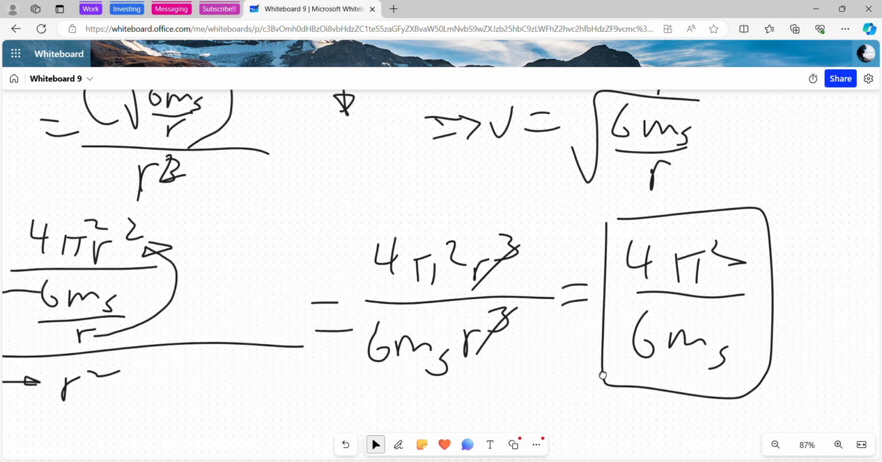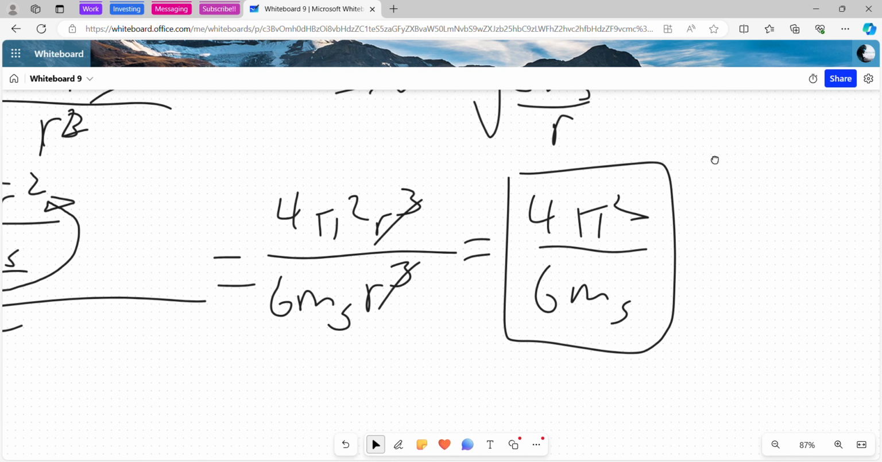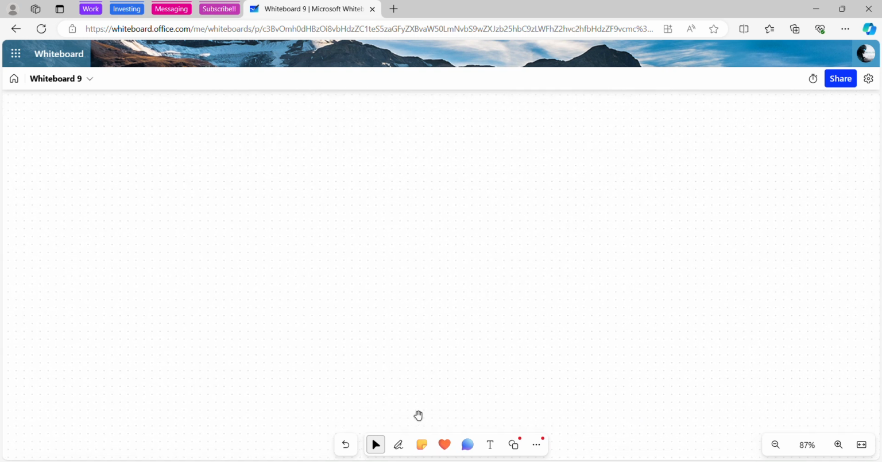So what is this? Is this a constant? Well, yeah, it is. We know 4 is a constant, pi squared is a constant, G is the universal gravitational constant, which is a constant, and Ms is the mass of the sun, which for every planet in the solar system is going to be the same. So yeah. Now let's talk about gravitational potential energy.